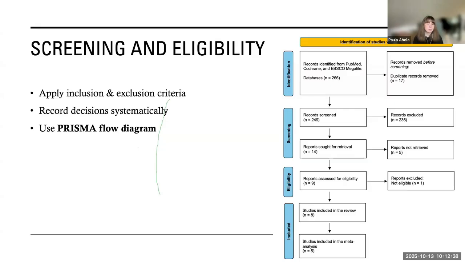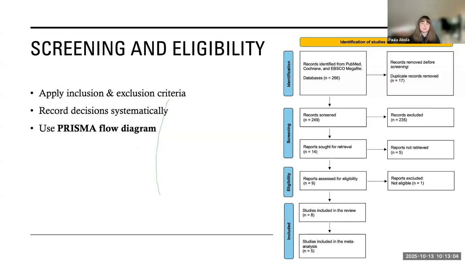This is the visual summary of how many records were identified, how many were excluded at each stage and for what reasons, and how many made it into the final review and essentially also the meta-analysis. It is a bit like the audit trail of your review, showing exactly how you arrived at your final set of studies. On this slide, you can see an example of my PRISMA diagram from one of my systematic reviews.